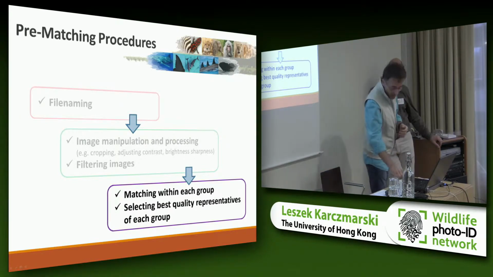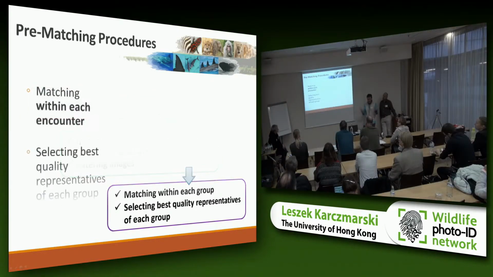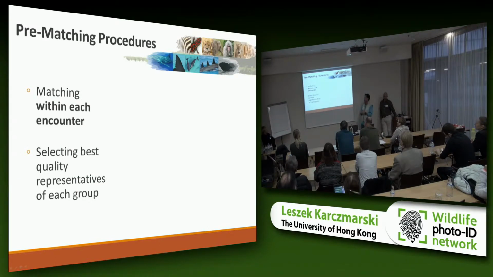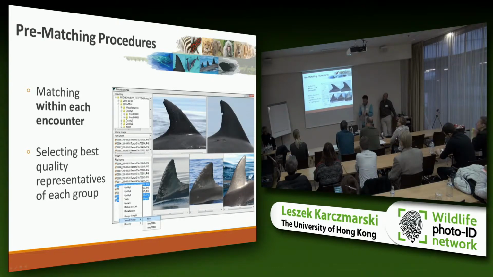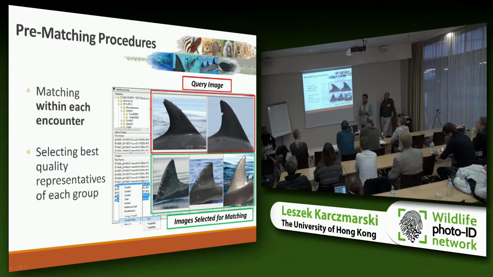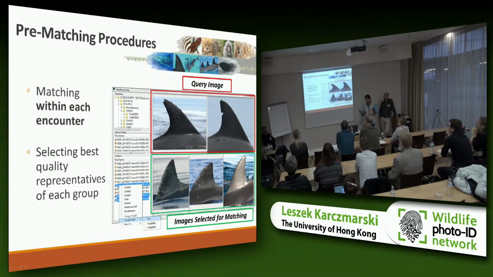And then matching within a group. Obviously, first within a group, within an encounter, as we call it, where you want to select your best representative images of each group. So you have your query image, and then you compare it to your selected images, basically to your catalog. You can use just one query image, or if you're really good, you can increase your number of query images, so you can make the matching to few individuals at the same time, if you know your animals really well.